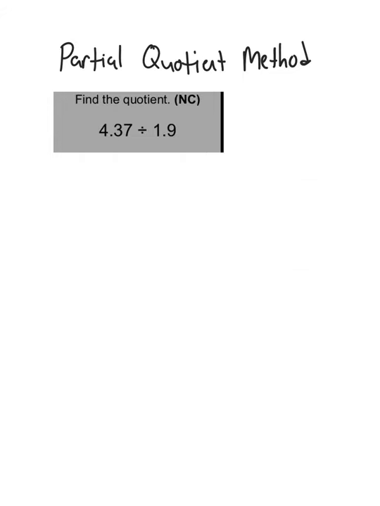All right, now let's go to partial quotient, on the next page, using the partial quotient method. Now in partial quotient, we don't want to have any decimals at all. So what I'm going to do is move this decimal twice to make it 437. Remember, I'm not just moving the decimal, I'm multiplying it by 100. And I'm going to move this decimal twice, you always have to do the same thing, to make that 190. So I'm actually doing 437 divided by 190.